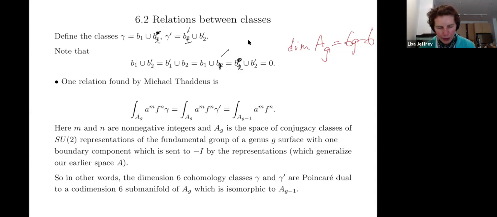And in fact, it's possible to find a codimension 6 submanifold of A sub G, which is isomorphic to A sub G minus 1. So all we're saying is you integrate your classes over that submanifold of codimension 6. And that gives you the same thing as integrating over A sub G with the gamma in. So what this means is that the gamma and gamma prime are Poincare dual to this codimension 6 submanifold. Okay, we will be using this.